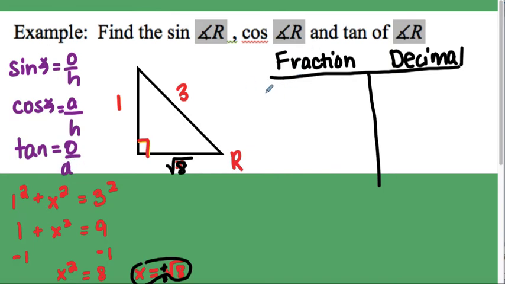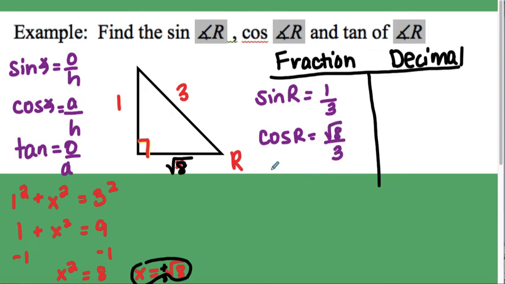All right, so sine of r is equal to opposite 1, hypotenuse 3. The cosine of r is equal to root 8 over 3. The tangent of r is equal to 1 over root 8. Oops! Houston, we have a problem. We have a radical in the denominator, so we need to fix that.